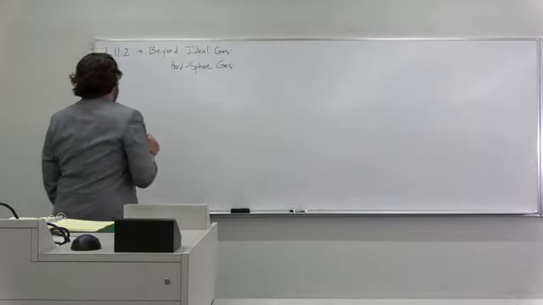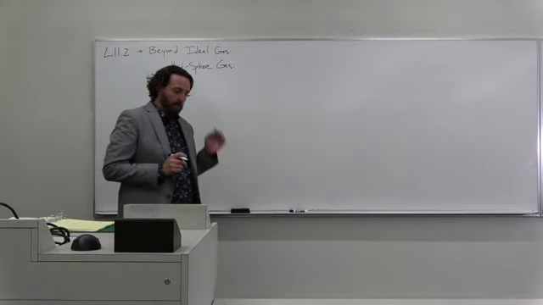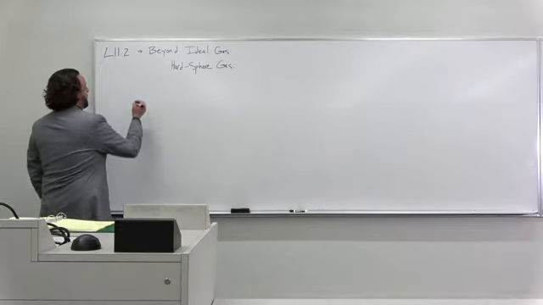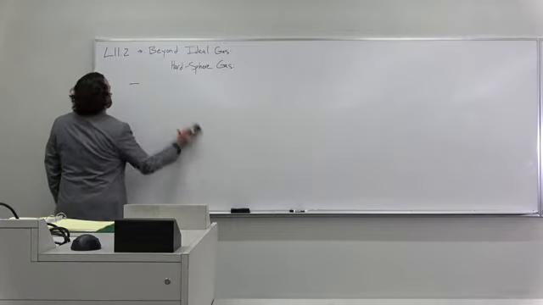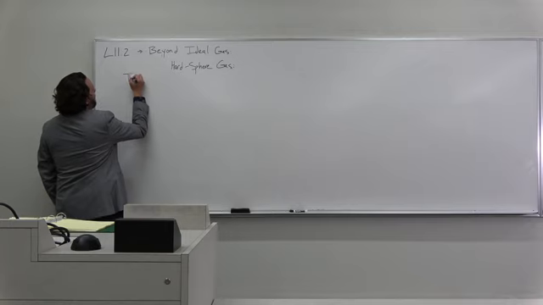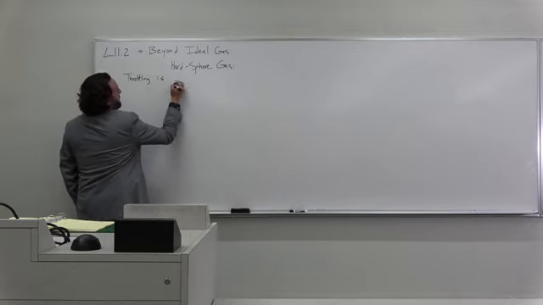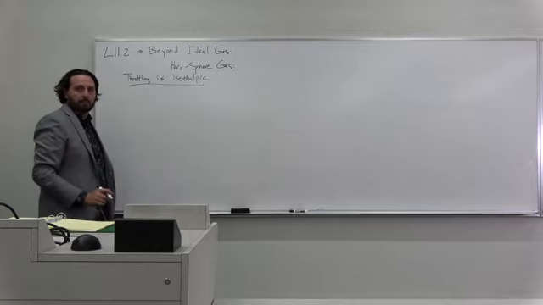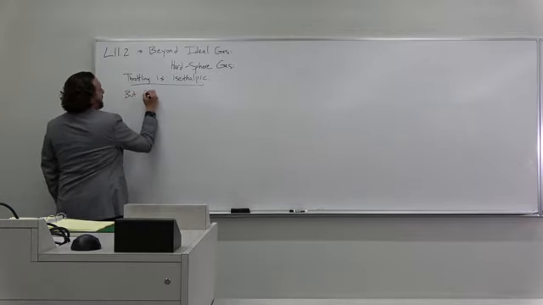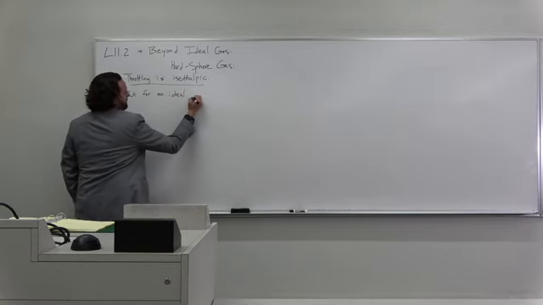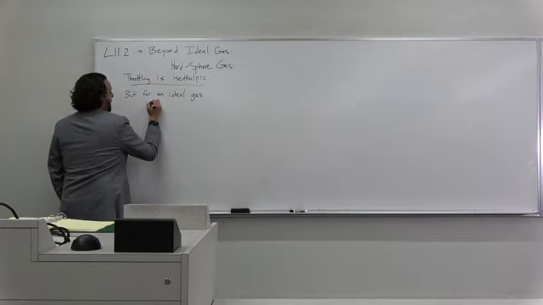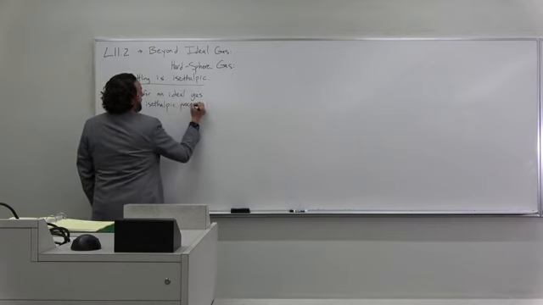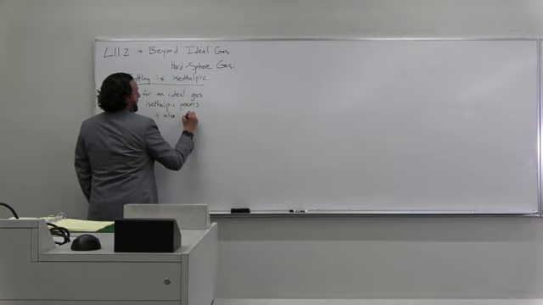Just a reminder, we did our demonstration last time. We worked out this process of throttling, also called Joule-Thomson or Joule-Kelvin expansion, and we showed that throttling is isenthalpic. This is still true, but for an ideal gas, an isenthalpic process is also isothermal.